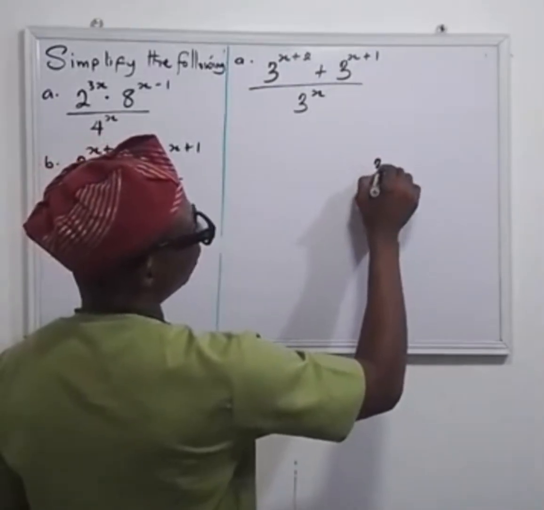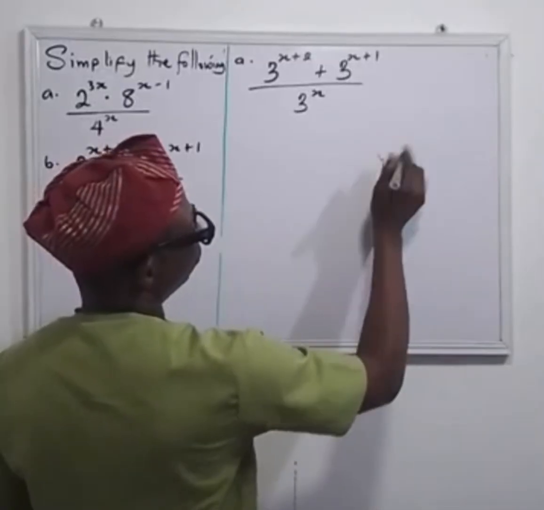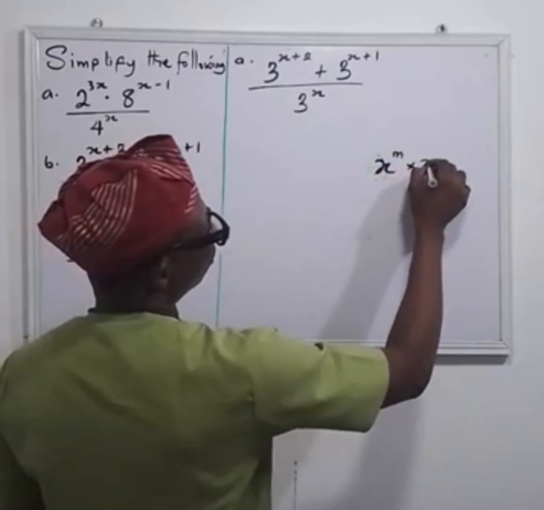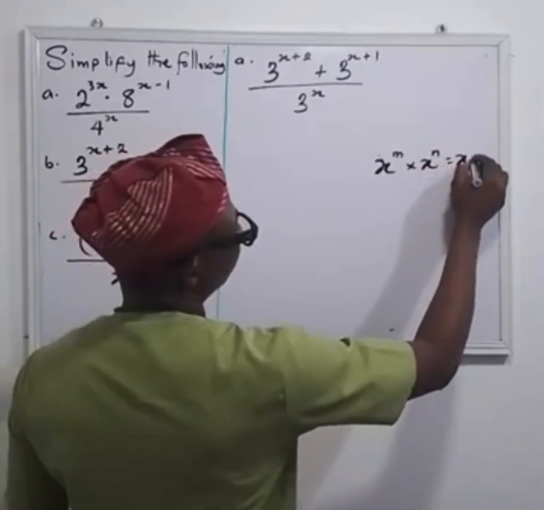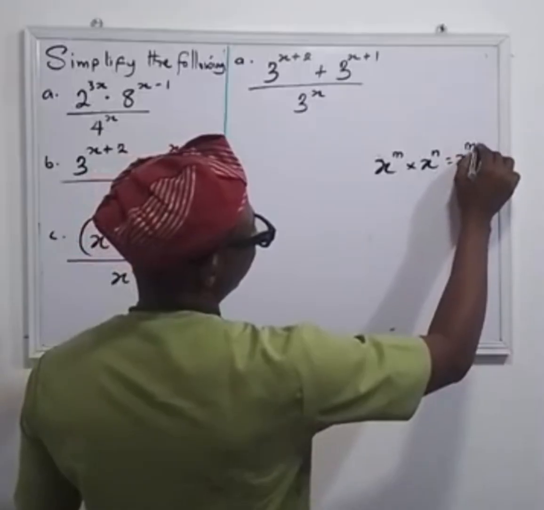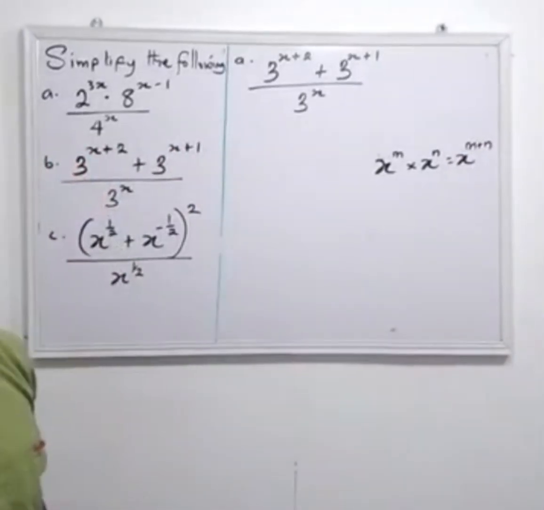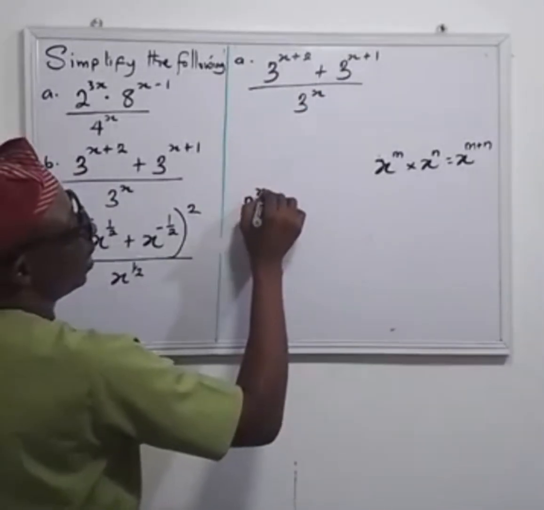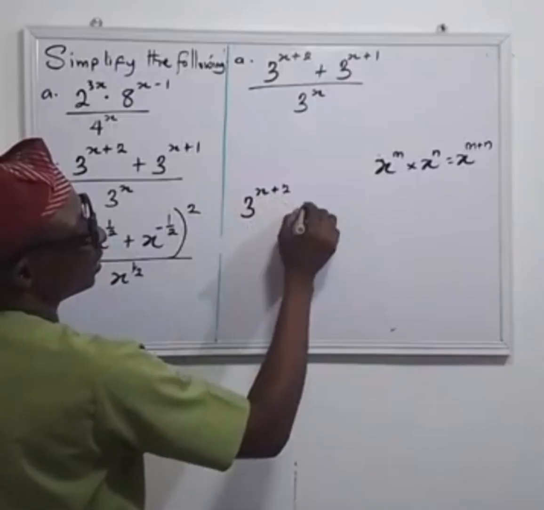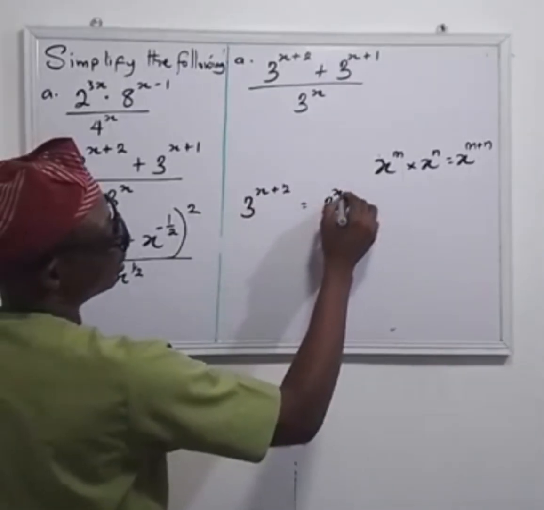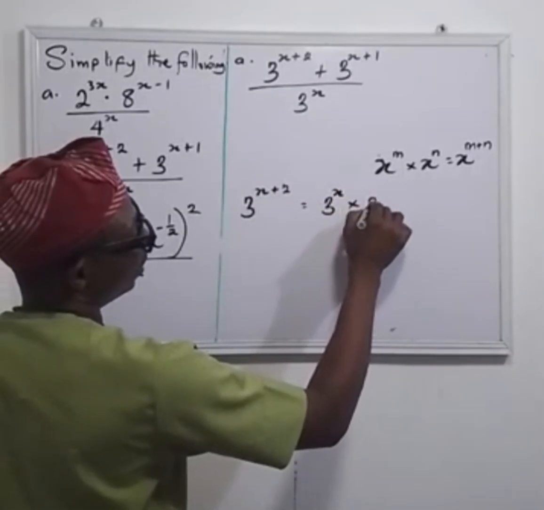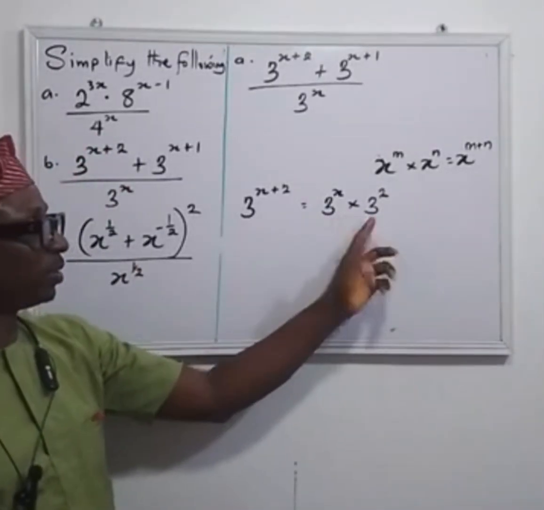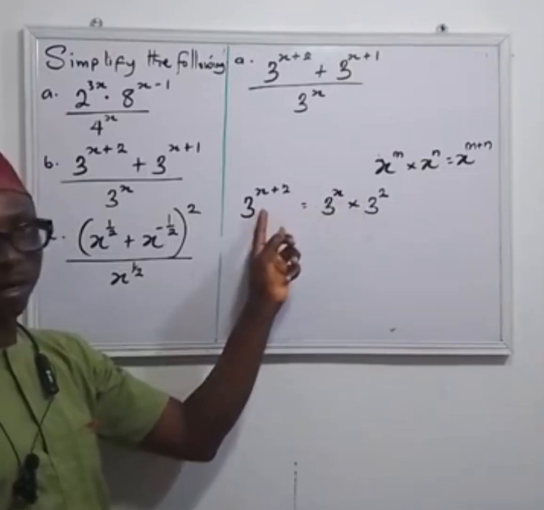Let me generalize it: if I have x raised to the power of m times x raised to the power of n, the result is x raised to the power of m plus n. Look at this term: 3 raised to the power of x plus 2. I can express this as 3 raised to the power of x times 3 raised to the power of 2. I hope you understand that, because the base is the same. Once you add the powers together, you have this.